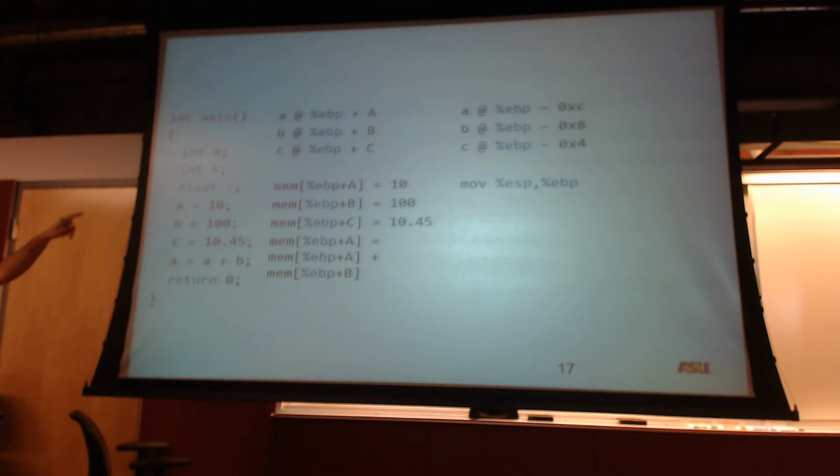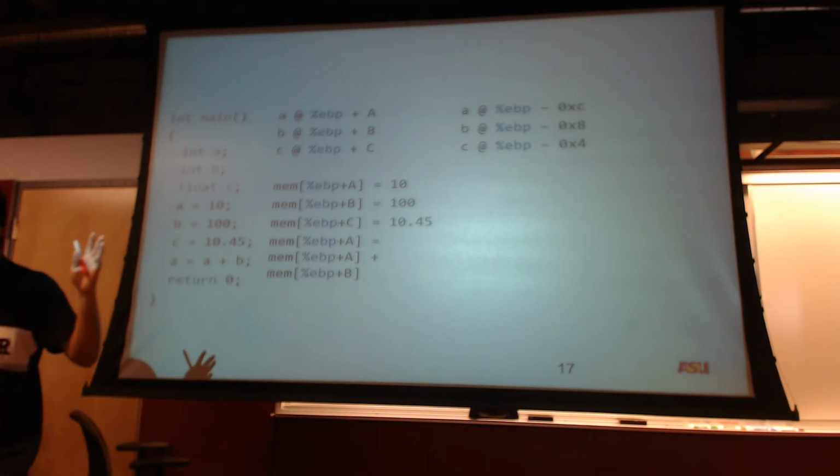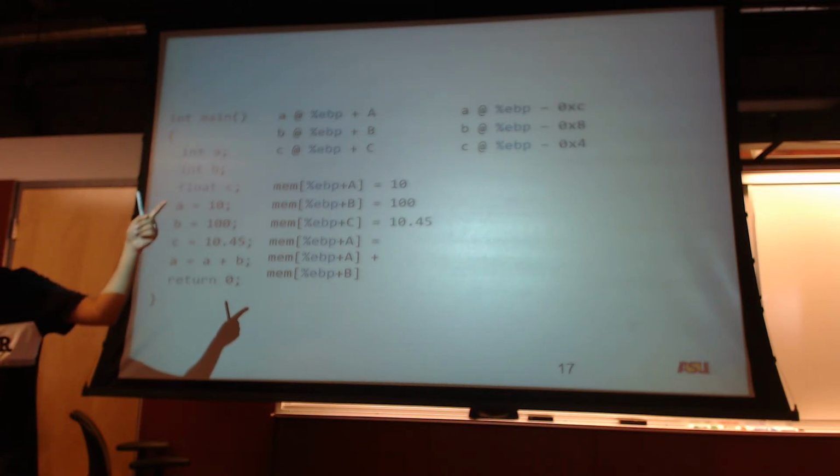We associated the locations of A, B, C with EBP minus C, EBP minus 8 and EBP minus 4. After we stored C, then we decrement again. So what is the current stack pointer now? Let's go back one step. We put A, stack pointer became EBP minus C. We put B in, stack pointer became EBP minus 8.